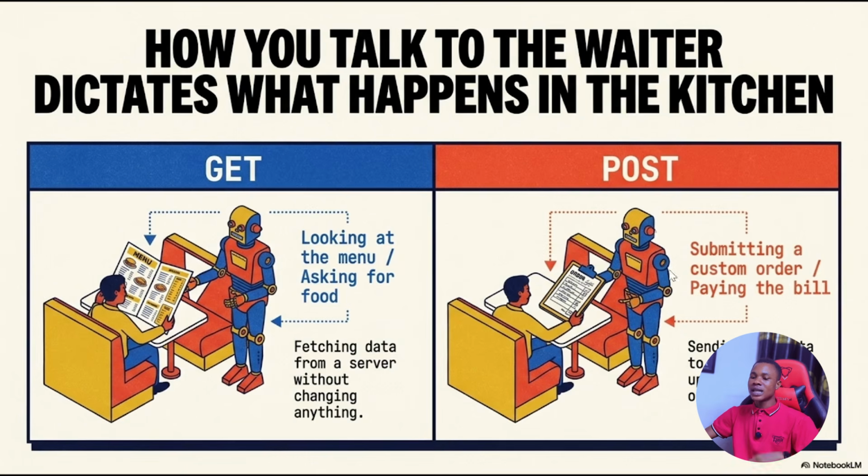Is that okay? So how you talk to the waiter determines what happens in the kitchen, and the request you give to the waiter also determines what the waiter is going to bring. So if you tell the waiter, I need jollof rice, the waiter will never go and bring a swallow. Is that okay? The waiter will never go and do that. So what you get is looking at the menu, asking for food, fetching data from a server without changing anything.